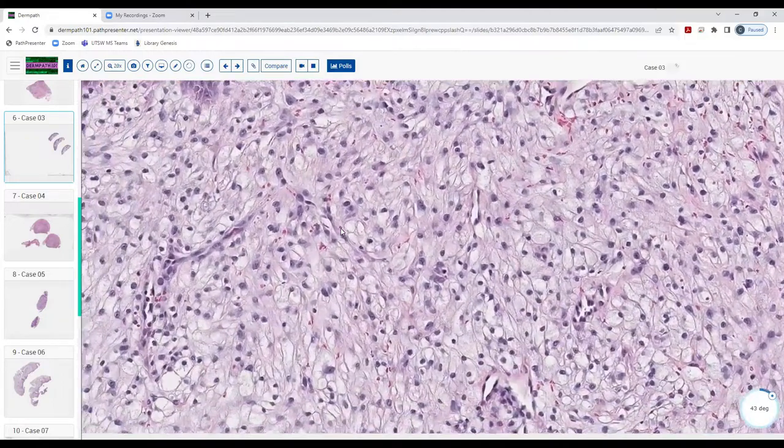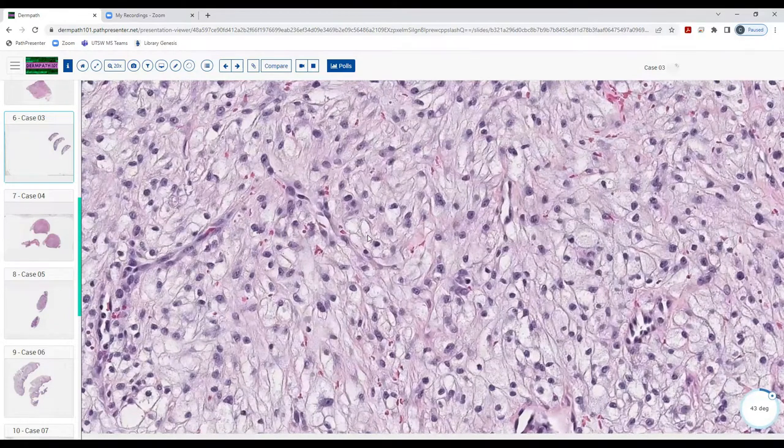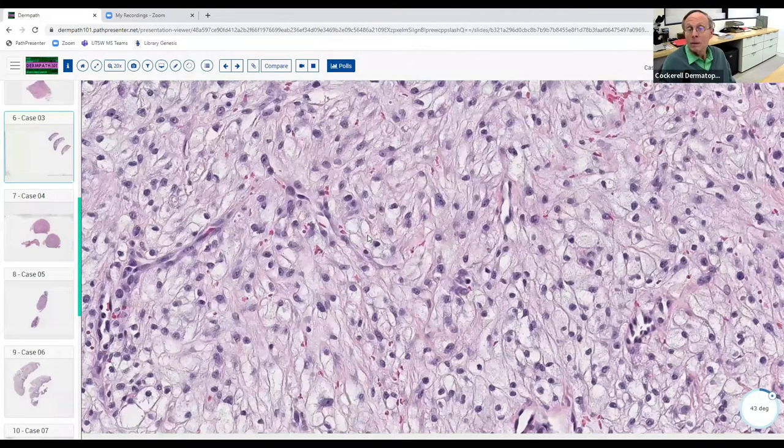I'm trying to think what else. You know, sebaceous cells can be clear. Yeah. You can get clear, white-looking cells, say like a balloon cell nevus, for example. So there's a number of different entities that give you clear staining change in cells.